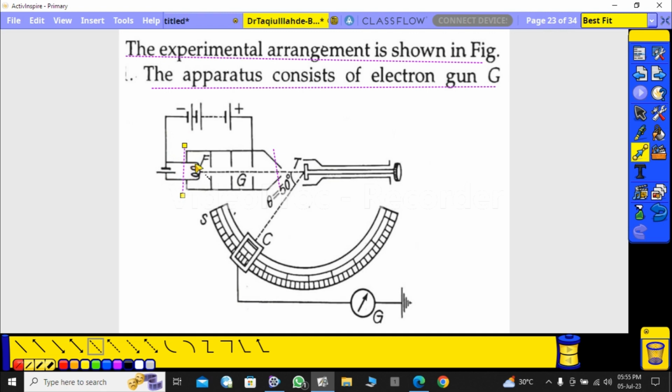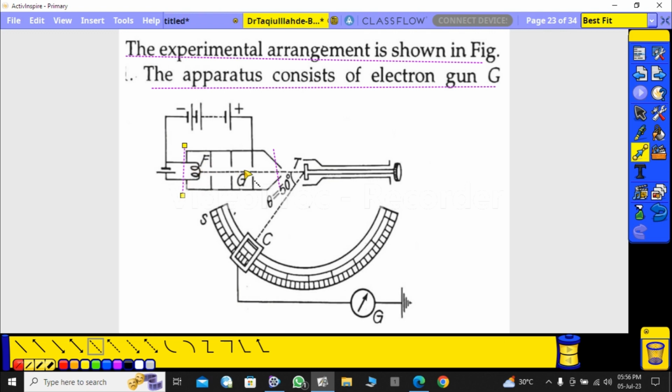Actually, this is the filament made up of some special material, whatever may be the material. What we have to do is heat it. It's considered as a cathode. You have to heat it electrically, using such a high voltage that it gets heated. So this heated filament will emit the electron beam, a divergent beam.